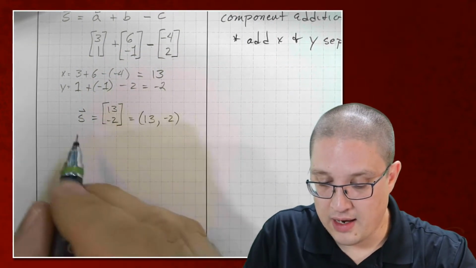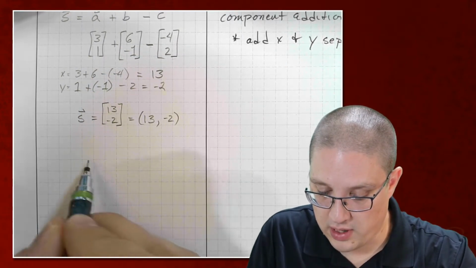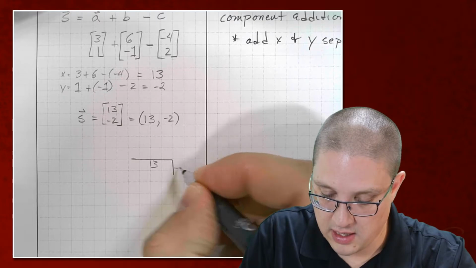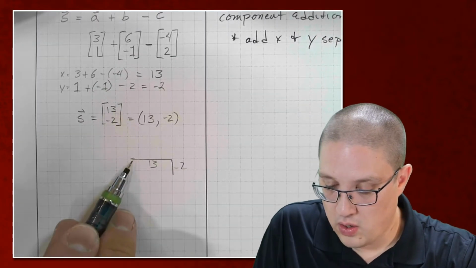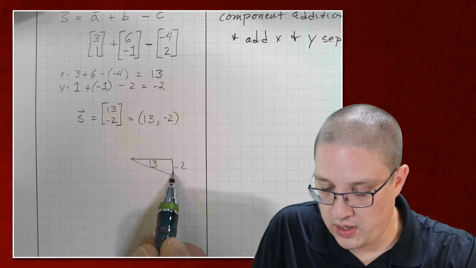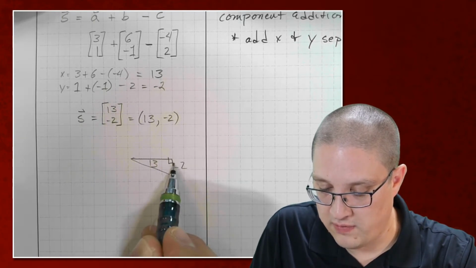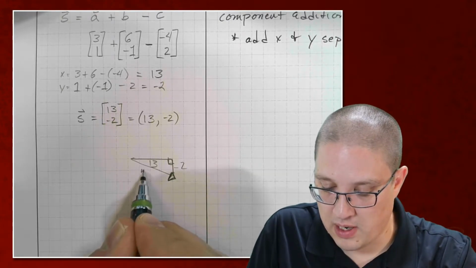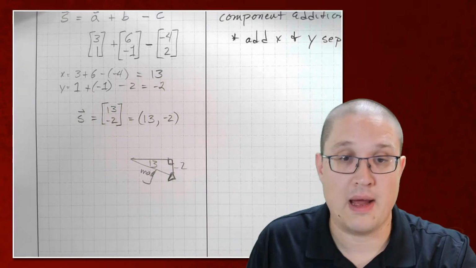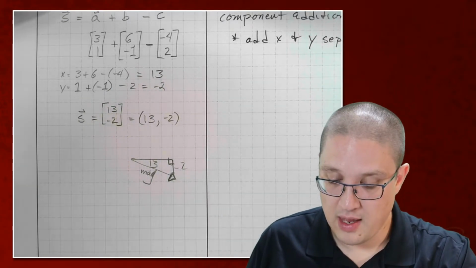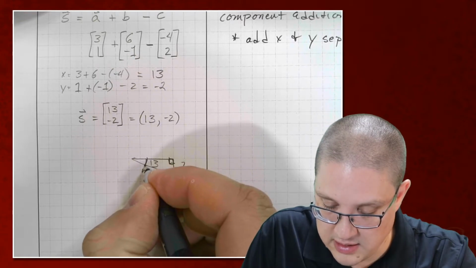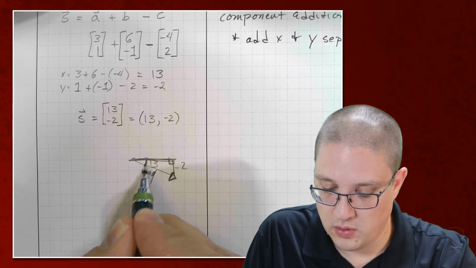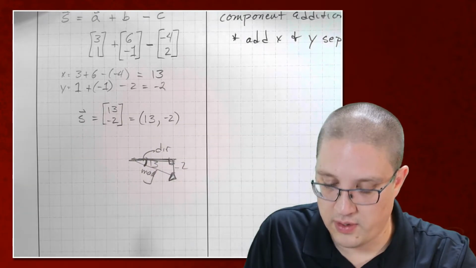So here's S, and this here makes me a little triangle. So I'm going to just sketch out a little triangle. That's 13 on my x and -2 on the y. What I'm looking for in this triangle is the hypotenuse of this right angle triangle. That will get me my magnitude. So the magnitude in this case is the hypotenuse. The direction is going to be this angle here from where we started. So this angle here is going to be my direction.